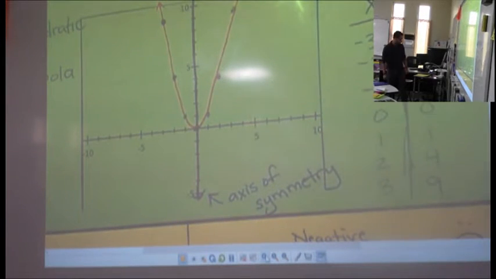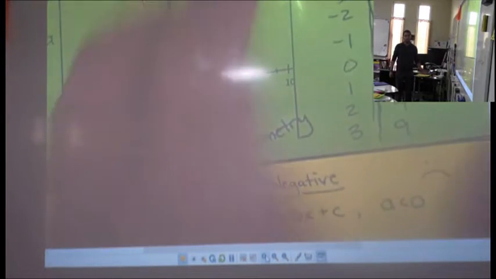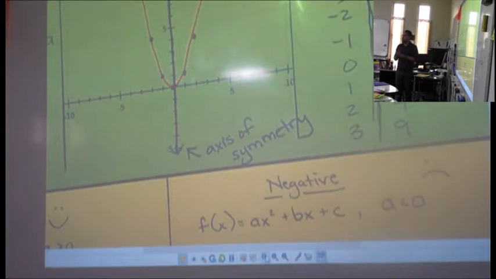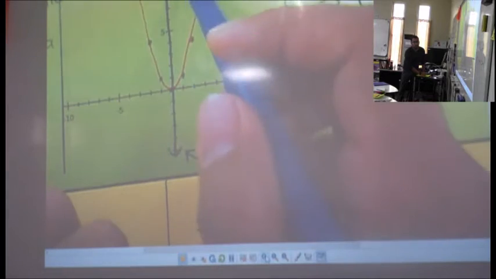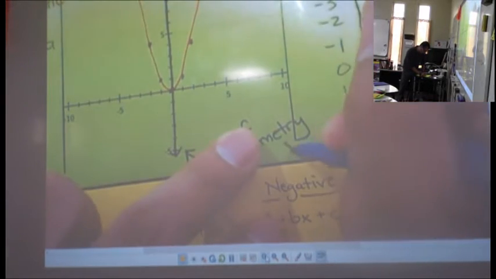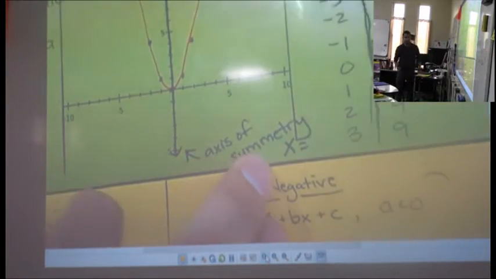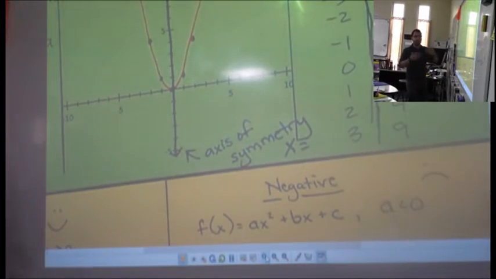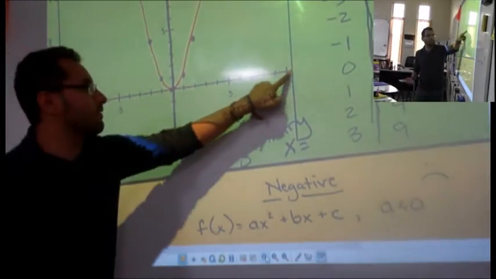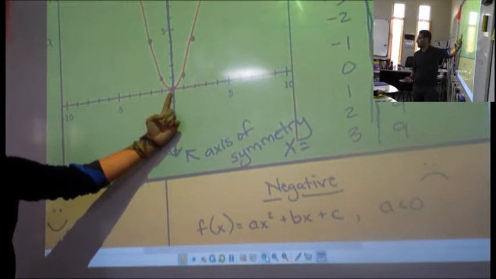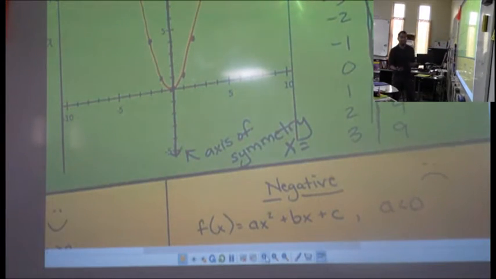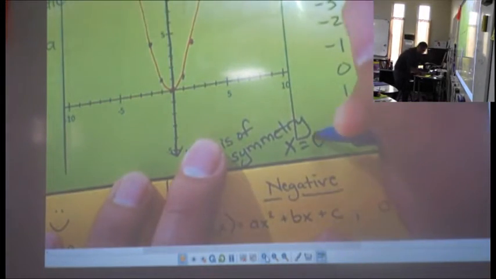Now, this line, it's a vertical line. The equation of this line. Whenever we have an equation of a vertical line, it's always x equal to a number, and it's always where it crosses the x-axis. The x-axis is right over here. It crosses it right over here. What number does it cross at? 0. So we say that the equation of this axis of symmetry is x equal to 0.